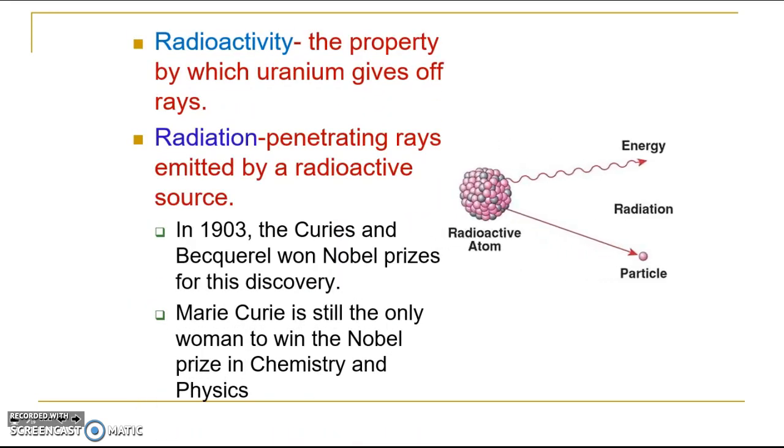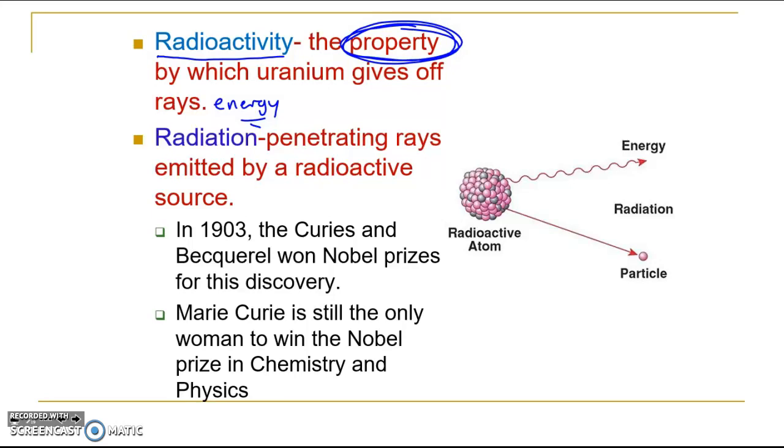So, what is radioactivity? Radioactivity is actually a property. So I'd like you to circle this in your notes. It's a property by which uranium, really, or any element, gives off rays, which I want you to write in, can also be classified as energy. Energy rays, kind of like on the electromagnetic spectrum. Kind of like X-rays, microwaves, radio waves, things like that. So that's what we're talking about, radioactivity.